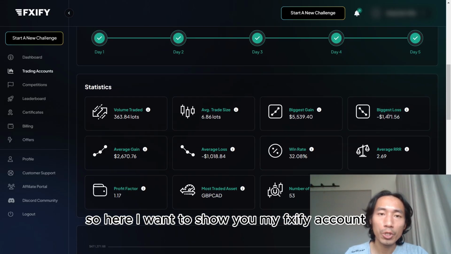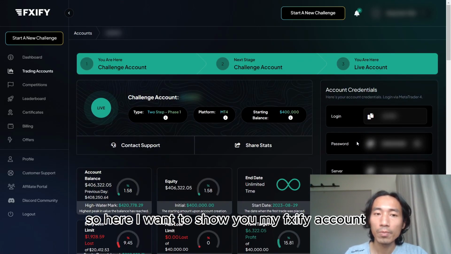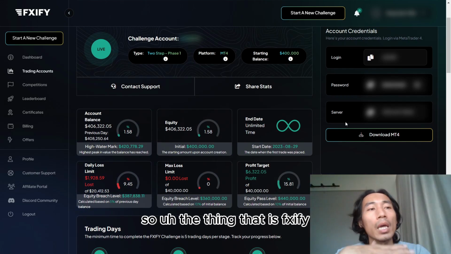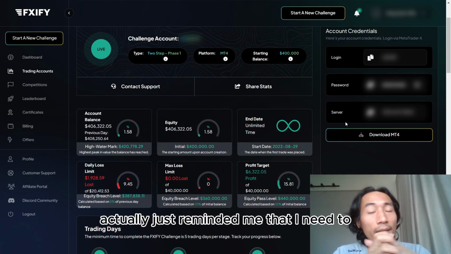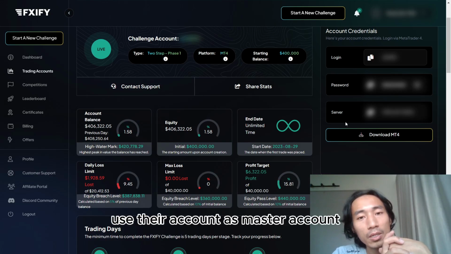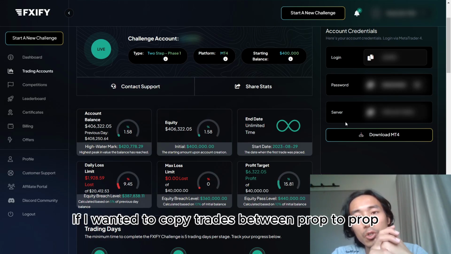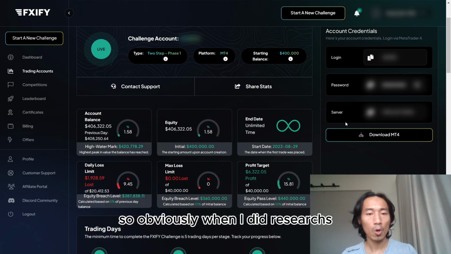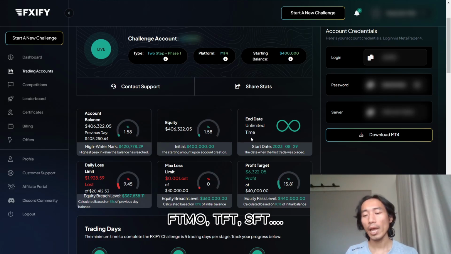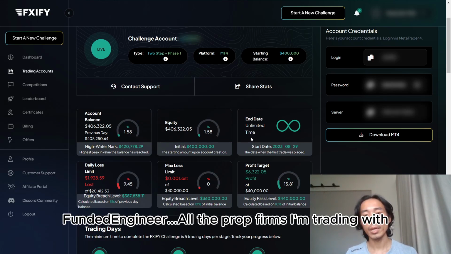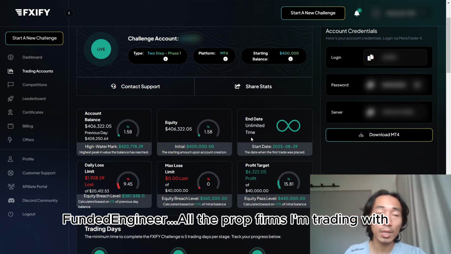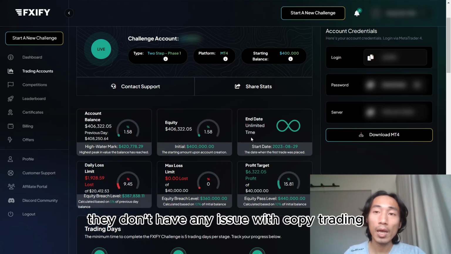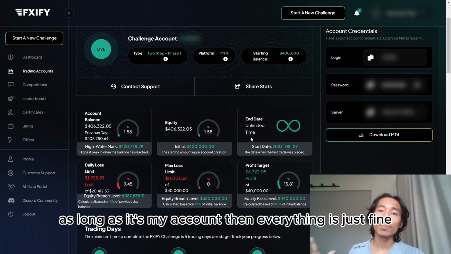So here I want to show you my FXify account. The thing is, FXify actually just reminded me that I need to use their account as the master account if I want to copy trades from prop firm to prop firm. When I did research, FTMO, TFT, and the other prop firms that I am trading with don't have any issue with copy trading, as long as it's my account, then everything is just fine.